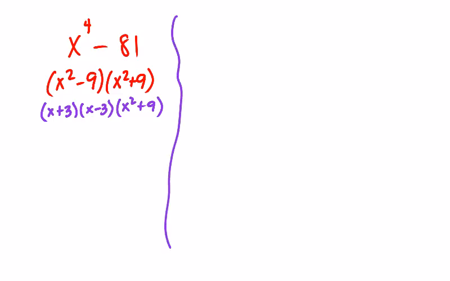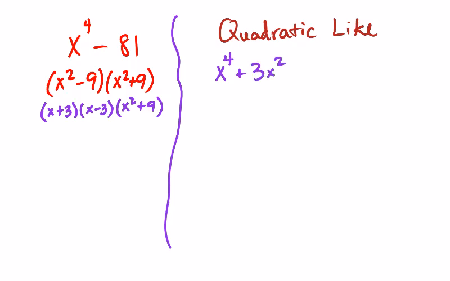Let's go with quadratic-like problems. Quadratic-like. So a problem that would be like a quadratic would be something like x to the 4th plus 3x squared plus 2. The reason it's like a quadratic is because of the exponents. If you look at the exponents, 4, 2, and then nothing, they go down by half and then it disappears.